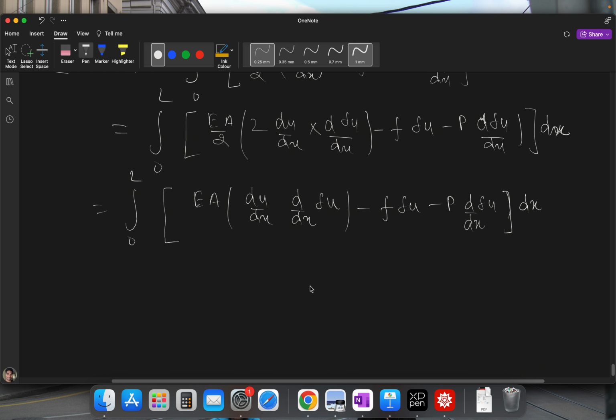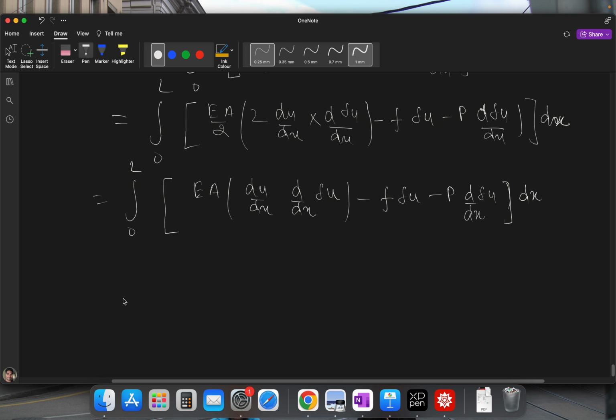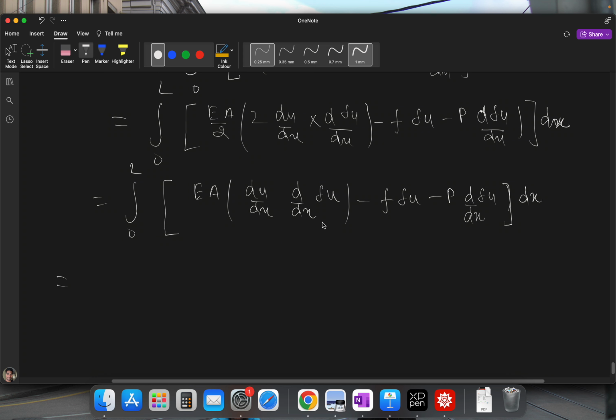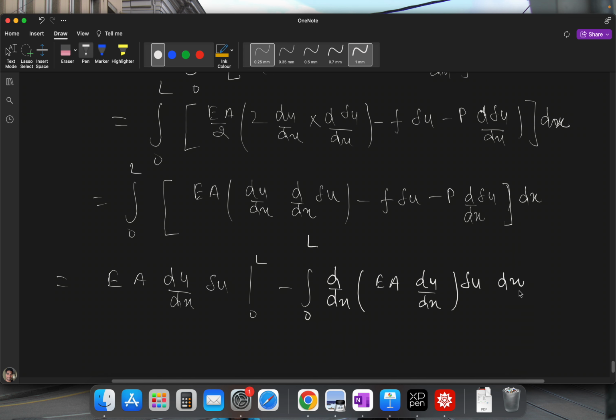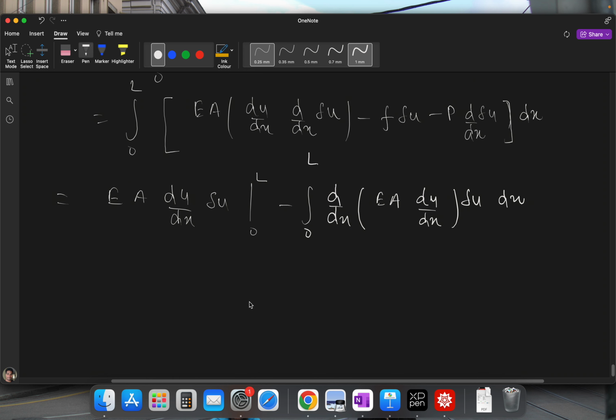Is it correct or not? Yes, sir. Now apply integration by parts here. So you will get the integral from 0 to L of d by dx of EA du by dx times del u dx. Fine. Sir, this is the weak form, na? I mean, the variational statement.